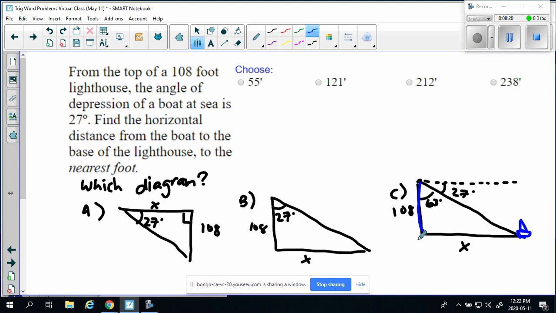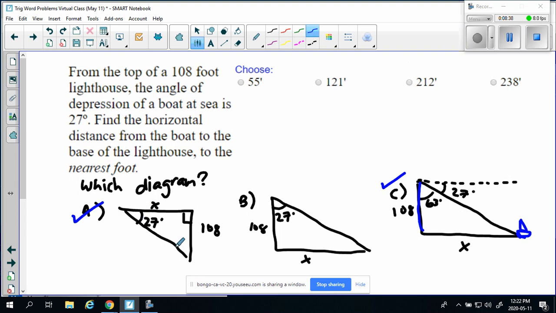But then, because they want to use this triangle, you could subtract it from 90 so that you can get the angle in here, because this is not the angle of depression, this is the angle of depression. So diagram C definitely will work. However, nobody chose diagram A, which actually is also correct. You could use this one.